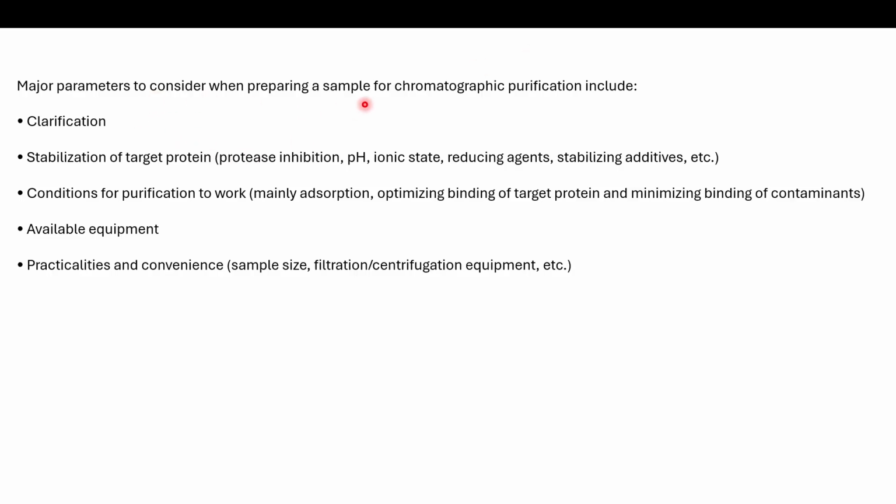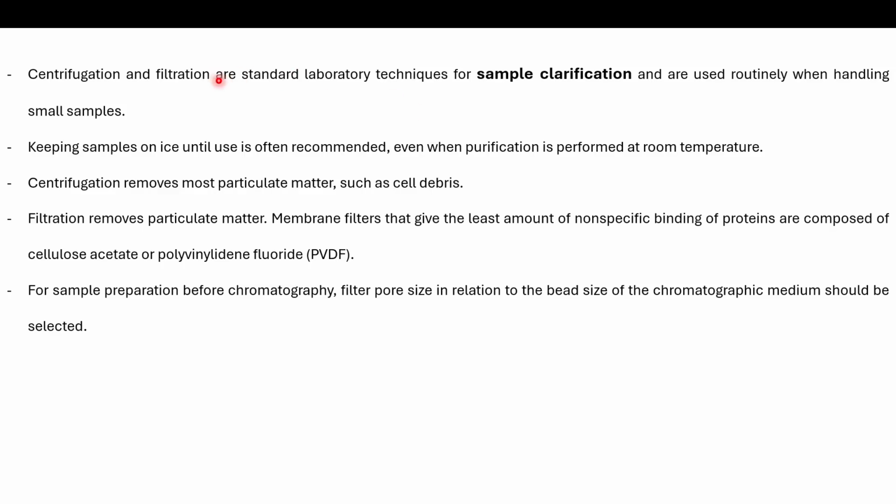Now, the major parameters to consider while preparing a sample for chromatography. This is the same thing we looked at in the previous tutorial as well. The sample has to be clarified, the target protein has to be stabilized, and you need protease inhibition, the pH condition, the ionic state, whether the buffer environment is reducing or oxidizing, any stabilizing additives, the conditions for purification to work, the available equipment, the sample size, and filtration or centrifugation equipment. All these things have to be considered while performing any kind of chromatography.